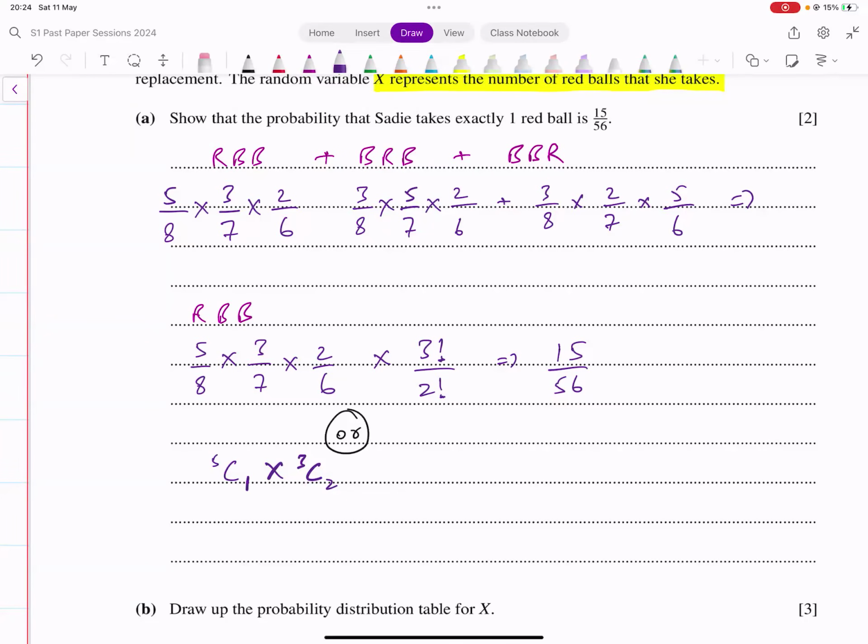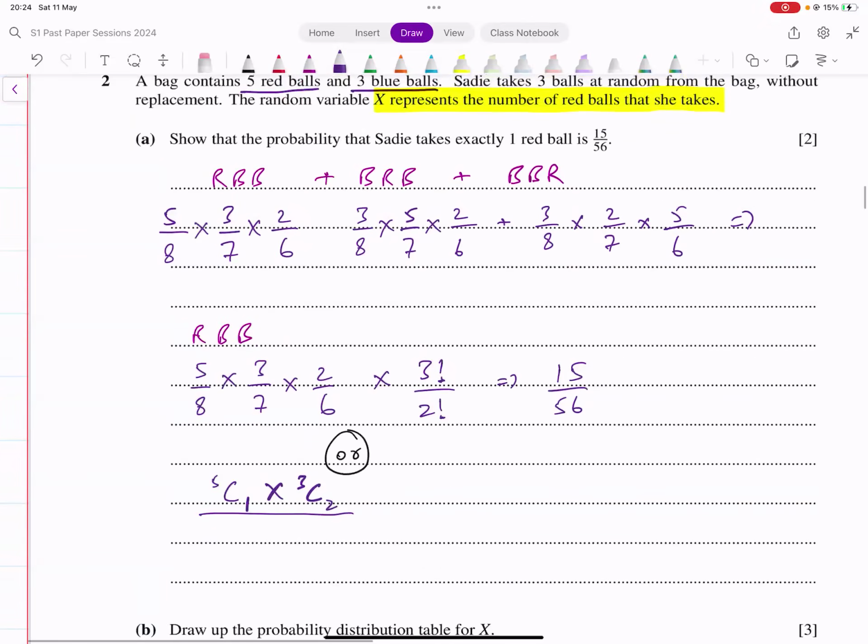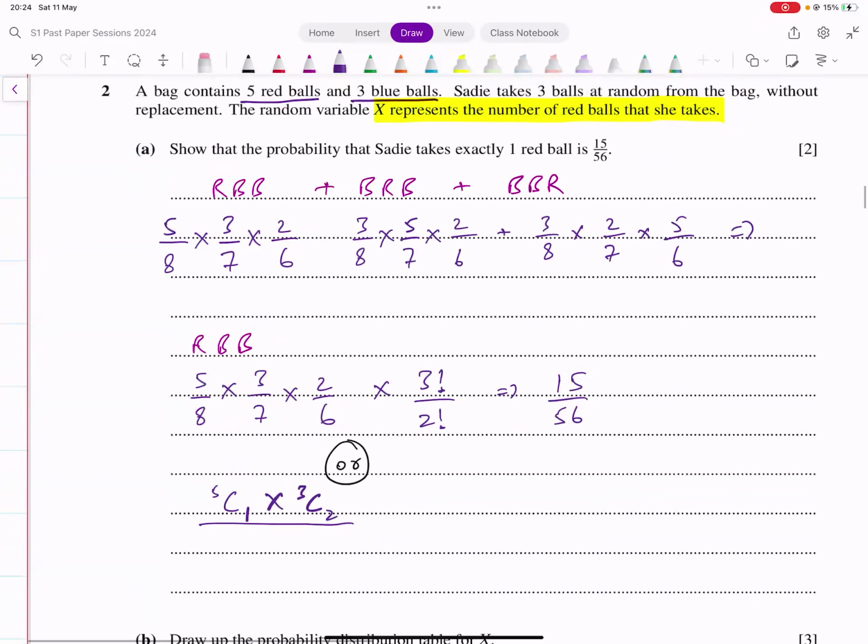Okay, all right. So 5C1 into 3C2 divided by the total number of possible combinations. What's the total number of possible combinations? Out of 8, we have to select 3 balls. So that's 8C3. And that could also give it the same result. You can try this. 5C1 multiplied by 3C2 divided by 8C3. And that gives you the same result as before. That is 15/56. This could be another possibility.